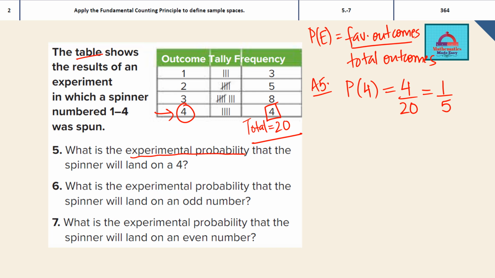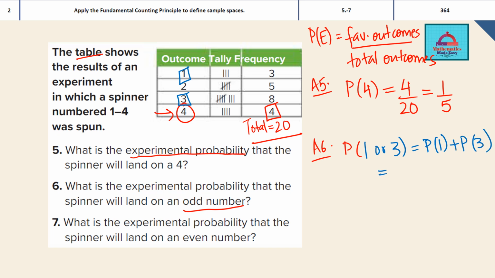Let's move on to answer number 6. For answer number 6, we have to find the probability that the spinner lands on an odd number. So I'm going to change color to blue here and let's see what the odd numbers are. The odd numbers here are 1 and 3, and again we can say that these events are mutually exclusive. So to calculate the probability that the spinner is going to land on odd number 1 or odd number 3, we are going to use the addition rule and add the probabilities of 1 and 3.